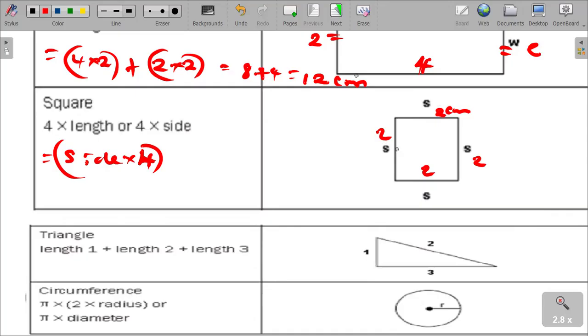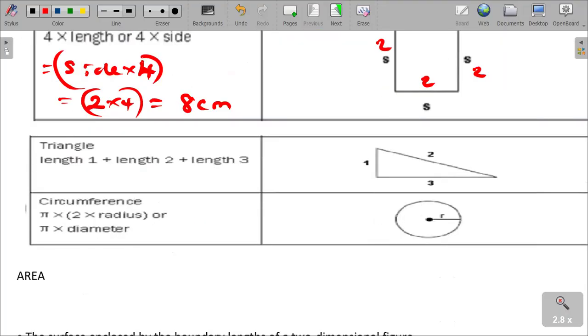So for the perimeter, we are adding all the sides. In this case, because they are the same, it's a square, it is equal to the side, which is 2 centimeters, times 4, which gives us 8 centimeters. So I'm just saying perimeter is calculated according to the type of shape or the measurements given for each shape, and the units are as given there.